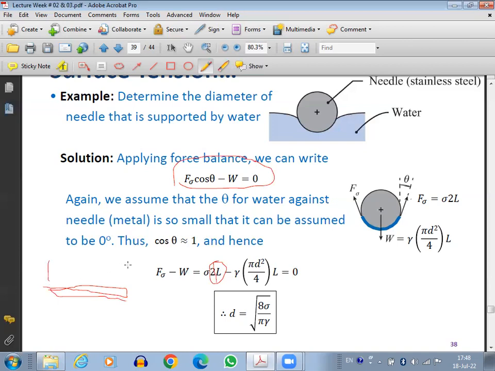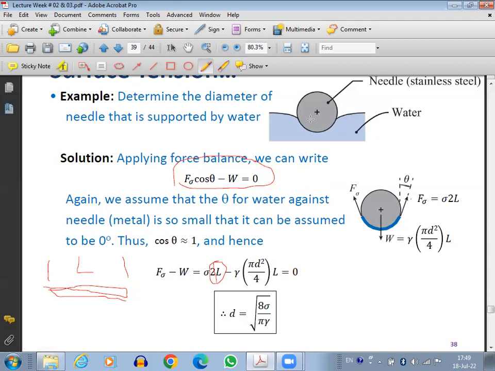So if this is the length of the needle, here we'll have the length of the needle, then we'll have a small thickness of the needle which will be in contact with water. But ignore the small thickness because it is so small compared to the length. So the circumference for the case of the needle in contact with the water surface will be just 2L. L on one side, L on the other side.